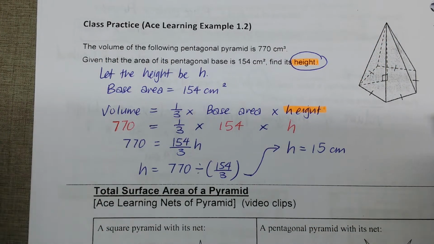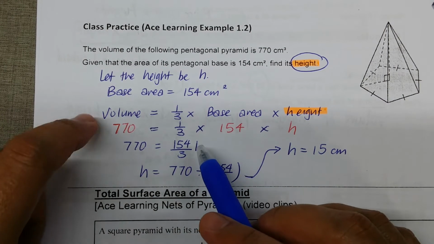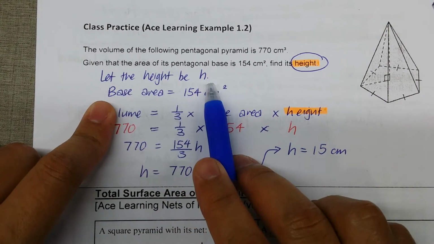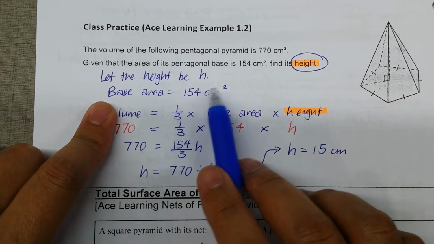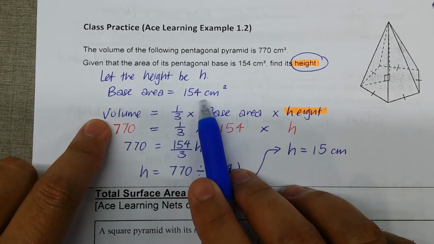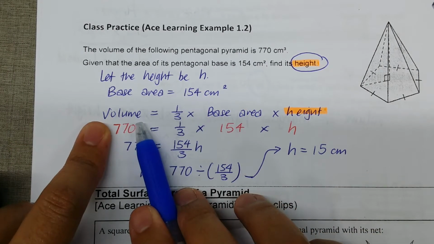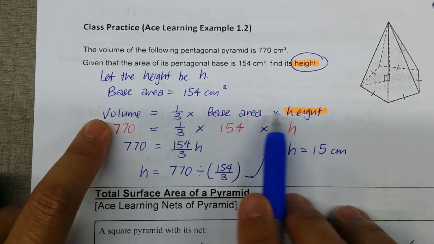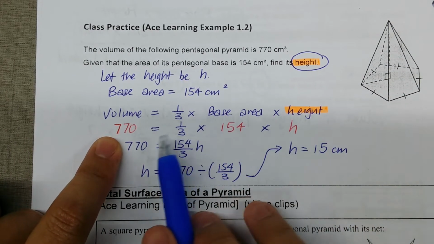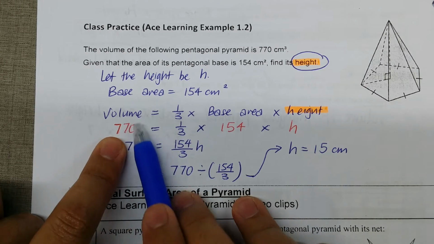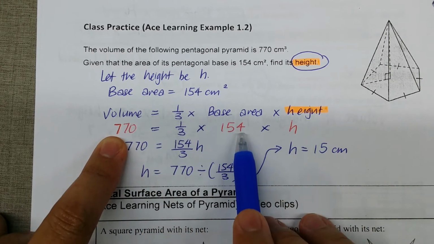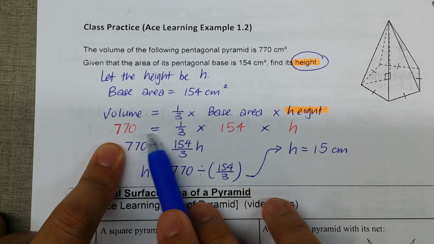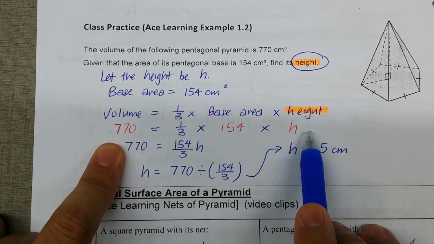So, for simplicity's sake, I let the height be h. Base area given to me is 154. I just write down in case I forget. I apply the formula, volume equals 1/3 times base area times height. Even if I'm stuck, I look at the formula, I know I just have to substitute in volume as 770, base area as 154. I look around, there's only one variable for me to solve.